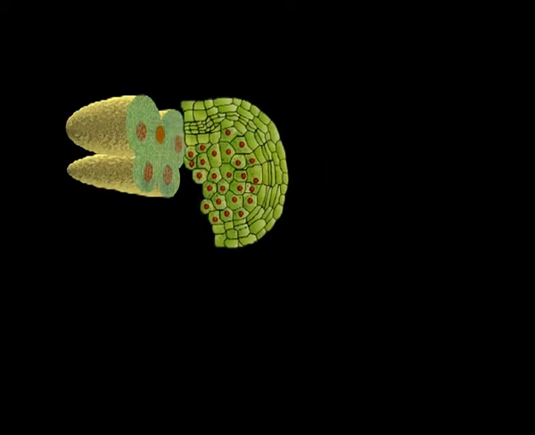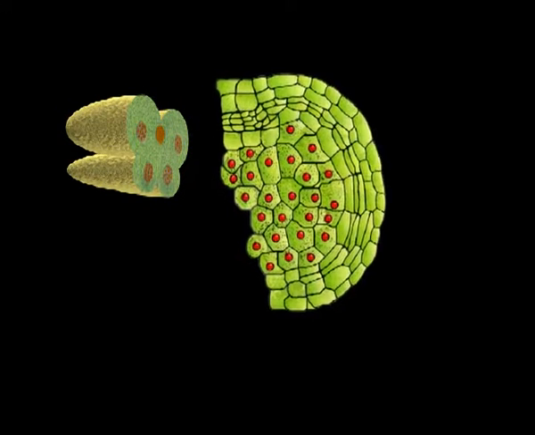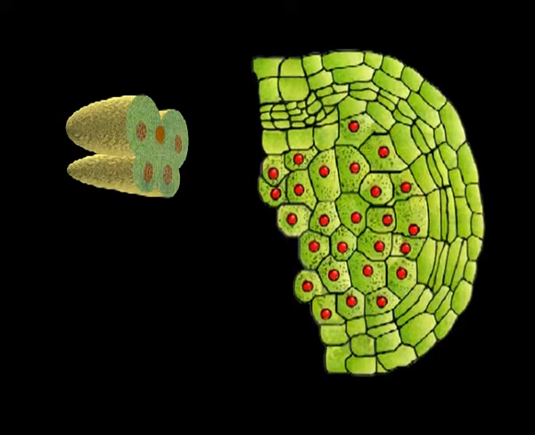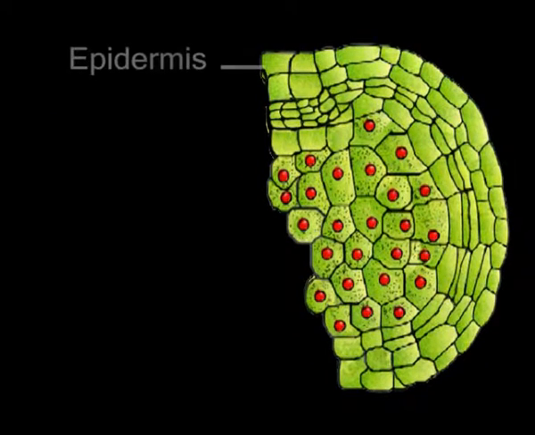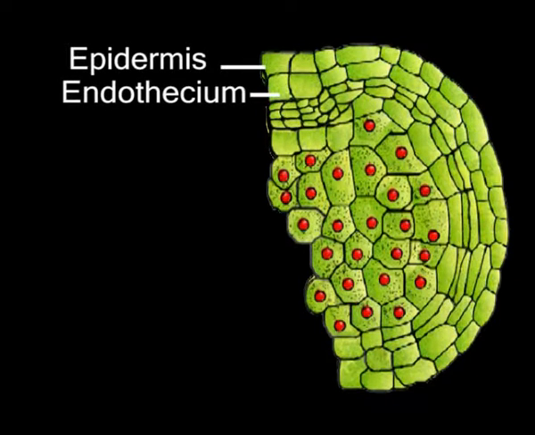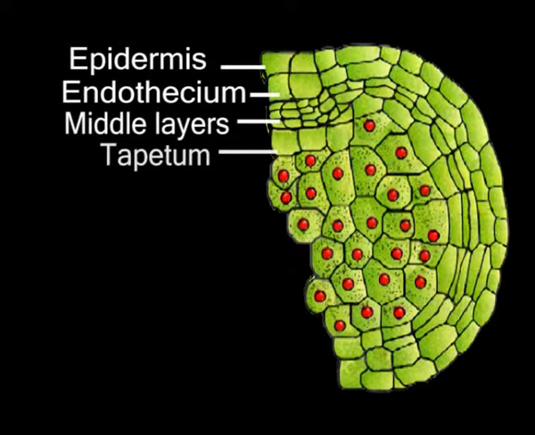Tetrasporangiate means four sporangia. If we look at the structure of a microsporangium, it is covered by different walls. The outermost wall is made up of epidermal cells, so it is known as the epidermis. The rest of the layers from outside to center comprise the endothecium, middle layers and tapetum. The outer layers perform the function of protection and help in dehiscence of the anther to release the pollen.